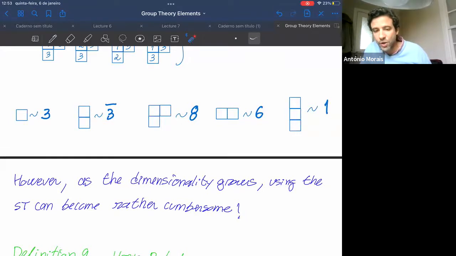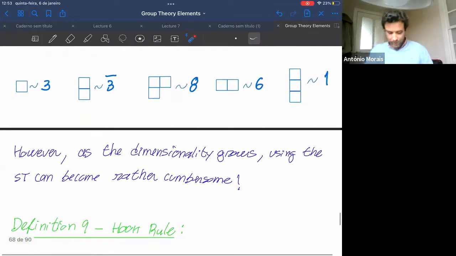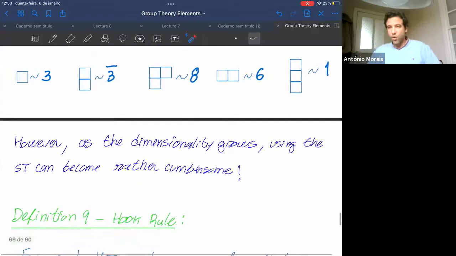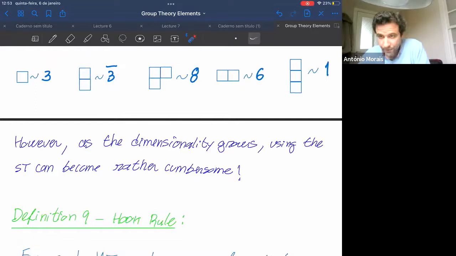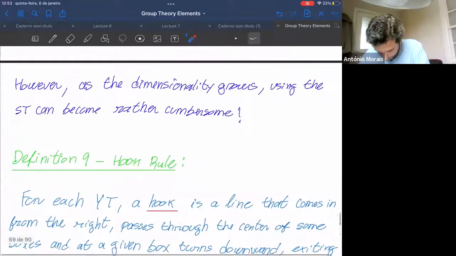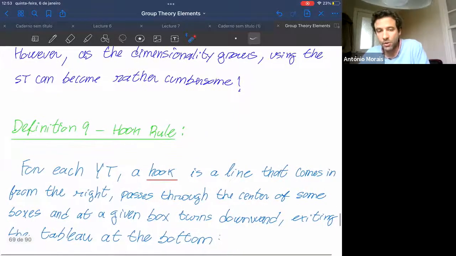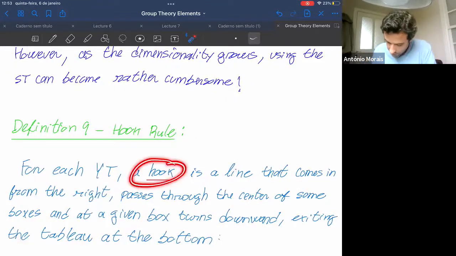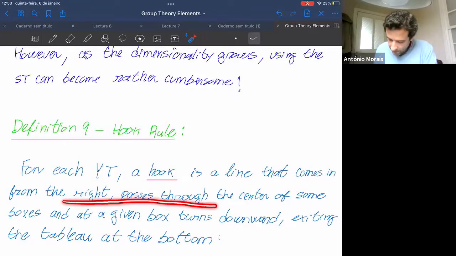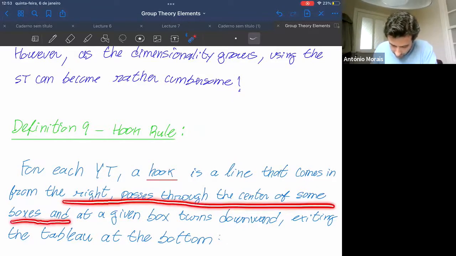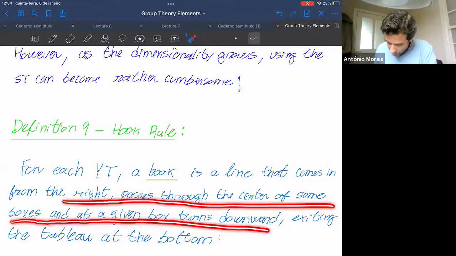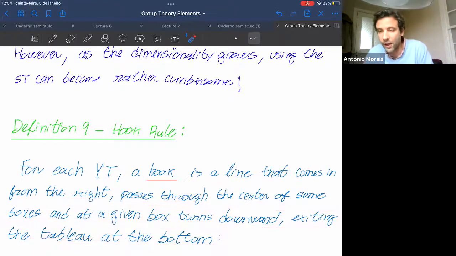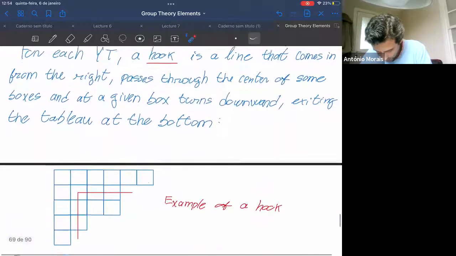So this leads us to a new definition and a new set of rules. In this case, it's the hook rule. First, let's define what a hook is. For each Young Tableau, a hook is a line that comes in from the right, passes through the center of some boxes, and at a given box turns downwards, exiting the Tableau at the bottom. At this time, this is complicated to digest. Let's look at an example.